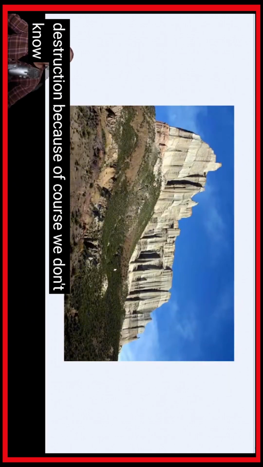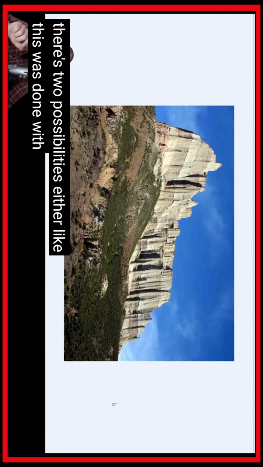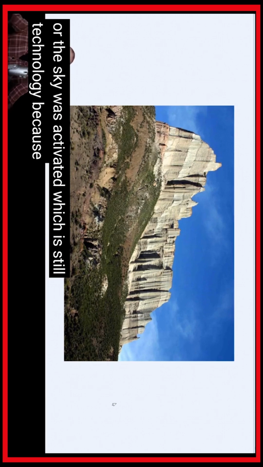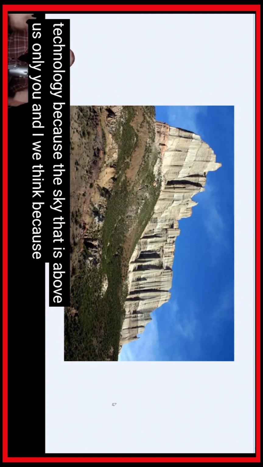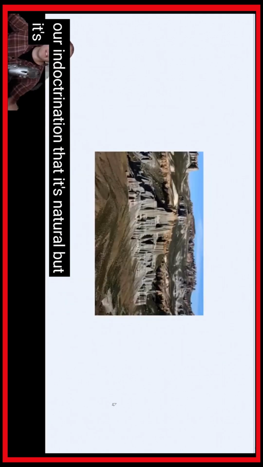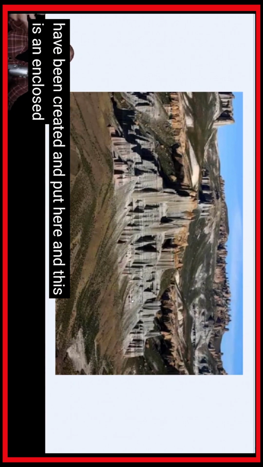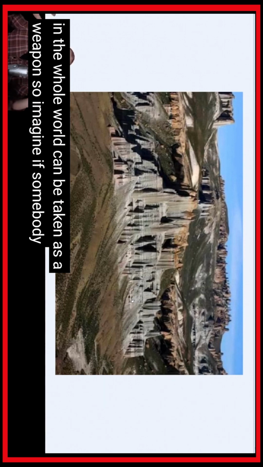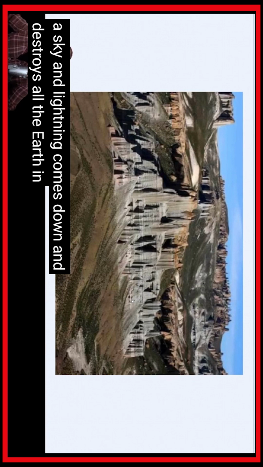Because of course we don't know if we could know, because there's two possibilities. Either this was done with technology, or the sky was activated, which is still technology, because the sky that is above us, only you and I, we think because of our indoctrination that it's natural, but it's actually an enclosed system. So we have been created and put here, and this is an enclosed system. So the whole sky and the whole world can be taken as a weapon. So imagine if somebody activates a sky and lightning comes down and destroys all the earth in this sense.